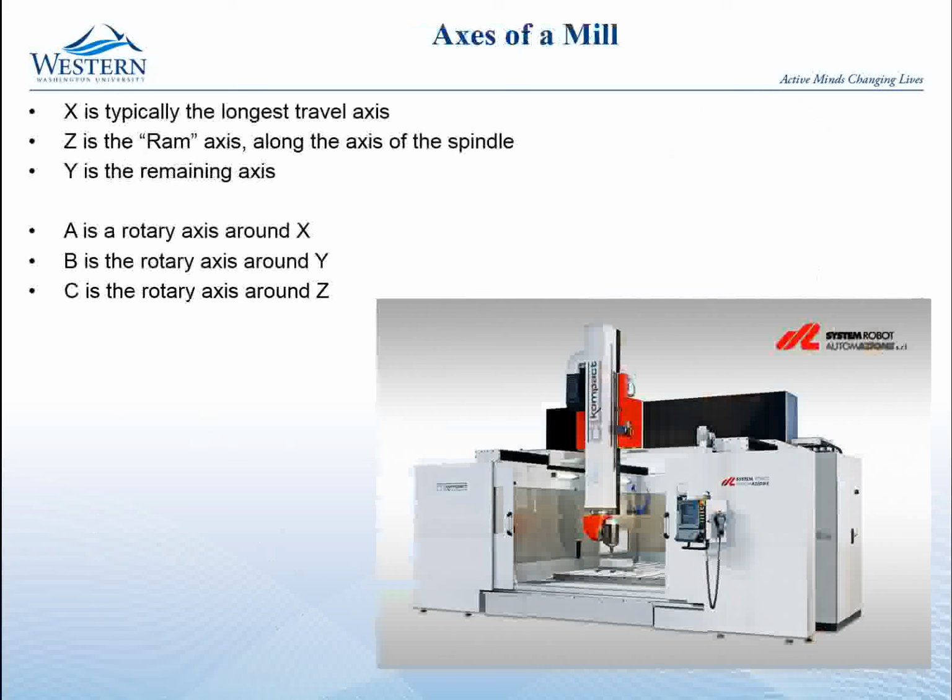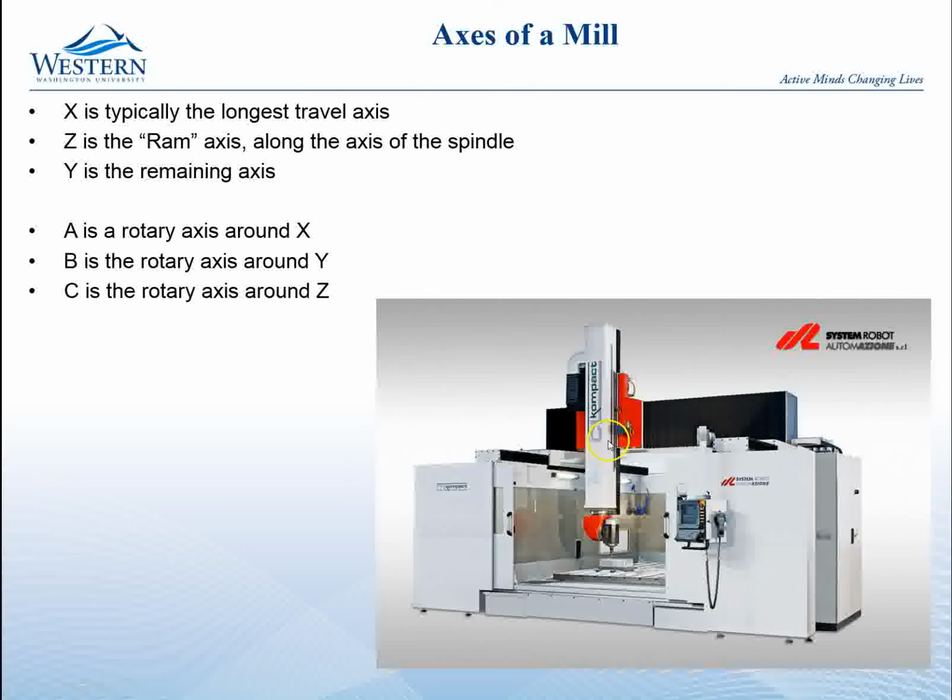Finally, the axes of a mill. So in a mill, well, let's start with X. X is defined as the longest axis in most mills, so that would probably be crosswise in this mill. It's a little hard to tell. This is kind of a funny looking mill that I picked. So anyway, it's usually crosswise, so the longest direction of travel is X.